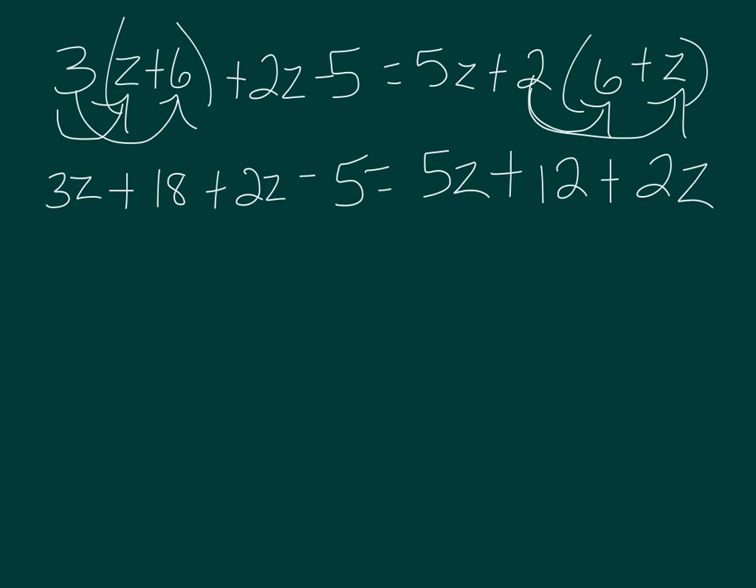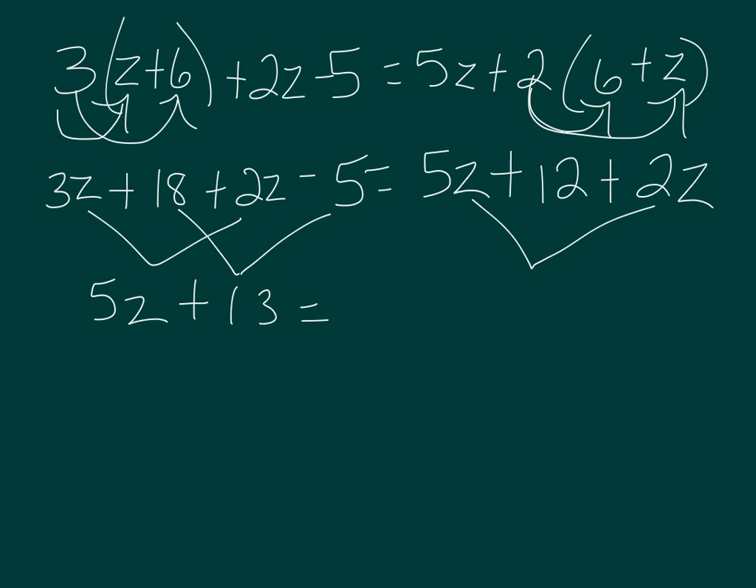Now we combine like terms on both sides. So we have 3z and 2z is 5z. 18 minus 5 gives us 13. Now we go to this side. We have 5z and 2z. We get 7z. And we only have the one number 12, so we just bring it down. Now we're in a position we can continue and solve the equation. But we've done all the distribution first.